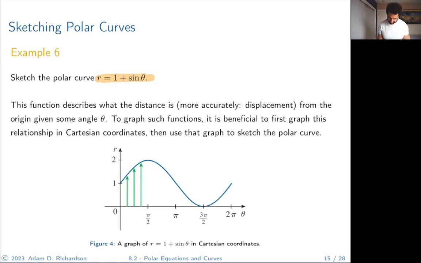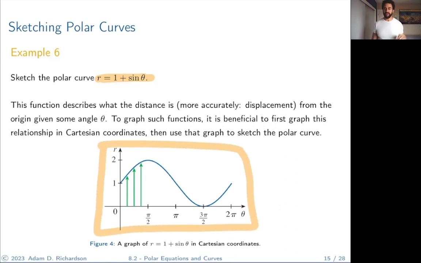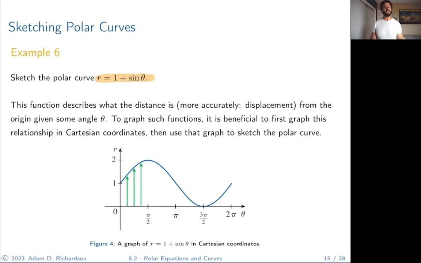So what's sketched right here is a graph of r equals 1 plus sine theta, but it's given in Cartesian coordinates. We're essentially going to pretend that theta is x and pretend that r is y, and we're going to sketch a curve just like we did earlier in the course, right? We had a whole bunch of sections on graphing these curves, and they were on the first test, I think, too.